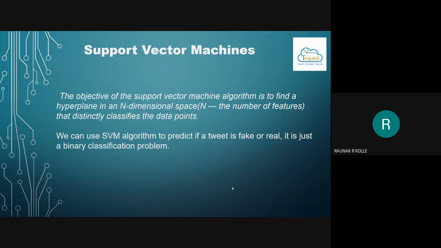Support vector machine. The objective of the support vector machine algorithm is to find a hyperplane in an n-dimensional space, where N is the number of features selected, that distinctly classifies the data points. We can use the SVM algorithm to predict if a tweet is fake or real. It can also be used in projects like fake news classification or fake news detection. It is just a binary classification problem.